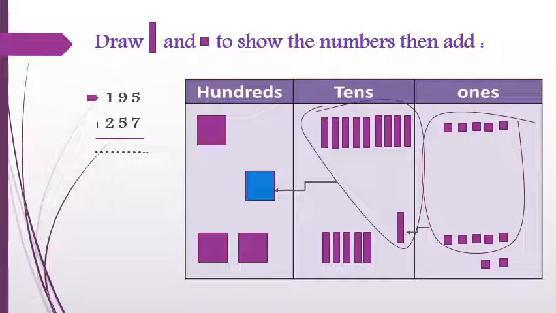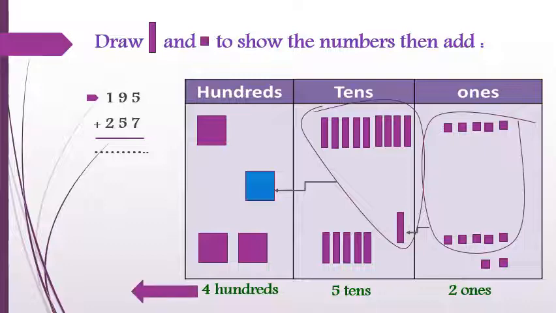And now I can count how many ones and how many tens and how many hundreds. Here I have just 2 ones. And let's count the tens. 1, 2, 3, 4, 5. And I have 5 tens and I have 4 hundreds. So the number will be 452. Then 195 plus 257 equals 452.